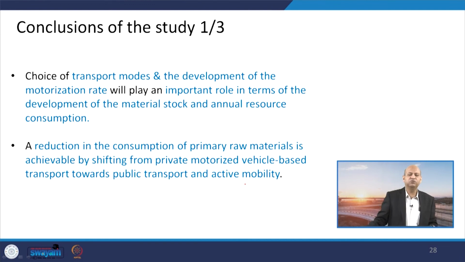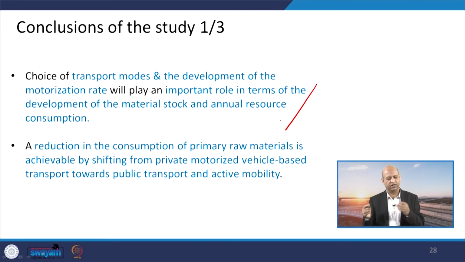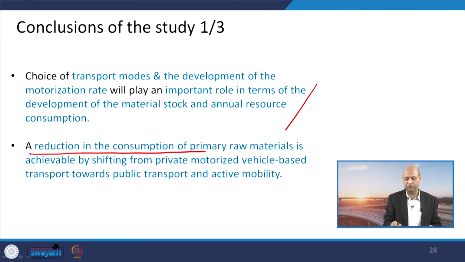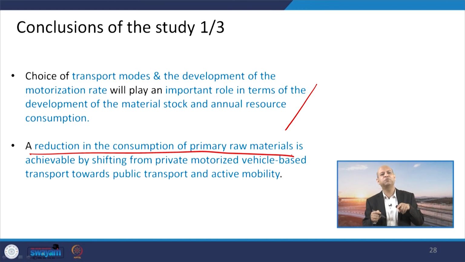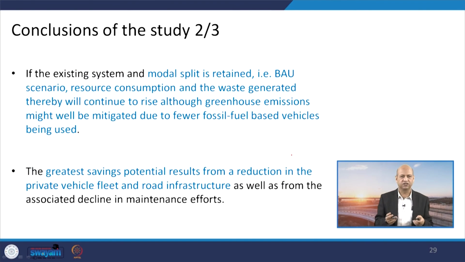So, in conclusion, how does material flow analysis really help us get a better picture? You can say that transportation modes and the development of the motorization rate play an important role in terms of material stocks and annual resource consumption, and this MFA can give a better picture, because it is not only the emissions, but material flow and resource consumption are also very important. When we talk about reduction in consumption of primary raw material, that is seen by this MFA. You could see easily that utilization is decreasing, as well as because some roads are discarded, demolition is happening, so output is increasing in that sense.